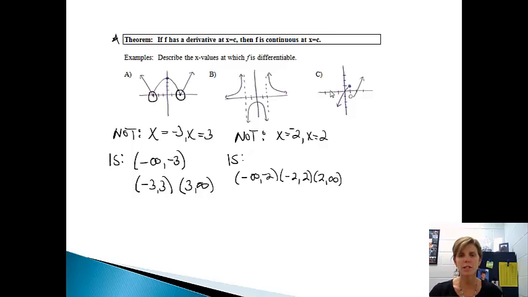And then C, we have another spot of discontinuity, which would be at x equals 1. So at x equals 1, we would not be able to take the derivative. We can take it everywhere else. So from -infinity till I get to 1, and then from 1 to infinity. So that's how we should be able to find where a function is differentiable. Hopefully now you can tell where a derivative exists or does not.